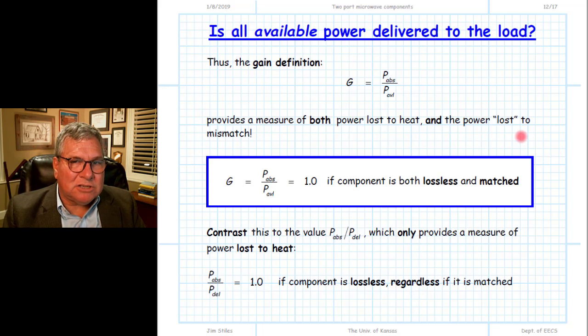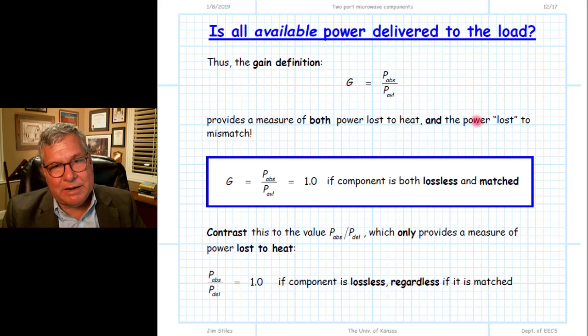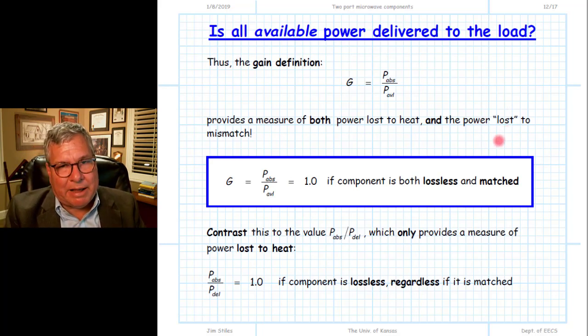Was that a lost $20? Well, it kind of was. You had $20 and you didn't spend it. It was a lost opportunity. You didn't spend all of the available money that you had, and that's what we have when we have a mismatch. We're not extracting all of the available power of the matched source. We're only extracting part of the available power of the matched source. The delivered power is not equal to the available power, and that's a lost opportunity. And that's what we mean by loss with respect to mismatch.